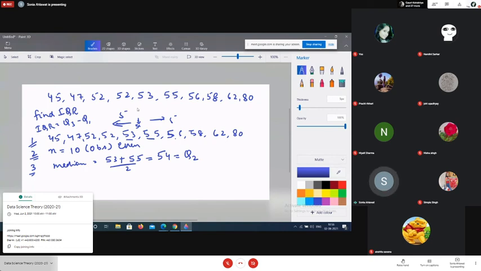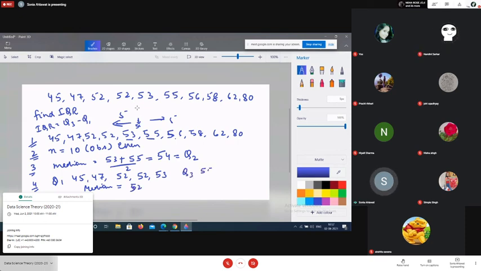So now calculate the values below the median and above the median. How many values are there? 5 and 5 on each side. Is it okay? So for Q1, let's go for Q1. It is 45, 47, 52, 52, and 53. Again, calculate the median of this. What is the median over here? 52. Calculate for Q3 again.